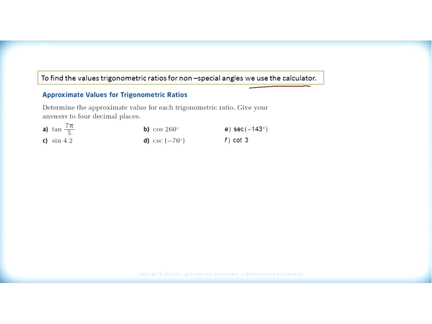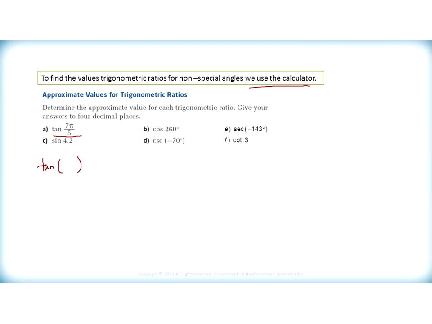7 pi over 5 is not a special angle of rotation. Remember that special angles of rotation would be things that have a denominator of 3 or 4 or 6, something like that. 7 pi over 5 is not a special angle of rotation, so the only way we can do this one is actually use our calculator. So we've got to find the tan of 7 pi over 5.